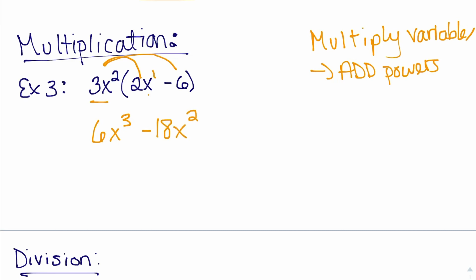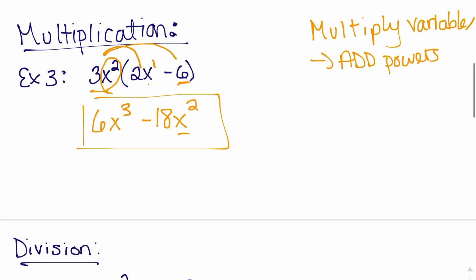So I added the power here. X squared times x is x to the third. And then with the 6, there was no other power, so this x squared just gets tacked onto the end. And that is my final answer because there's no more like terms I could combine.